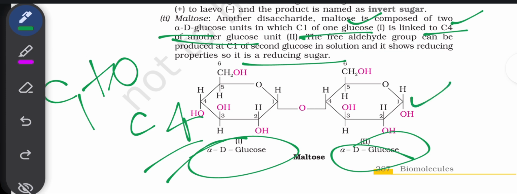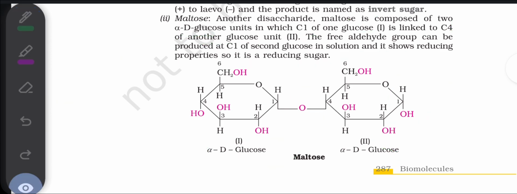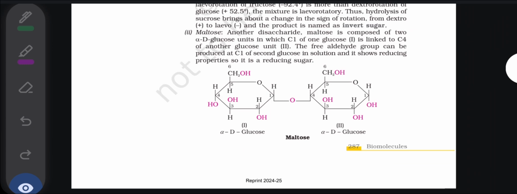Here, what is it saying? Maltose is composed of 2 alpha D glucose units, in which C1 of one glucose molecule is linked to the C4 of another. The free aldehyde group can be produced at C1 of the second glucose in solution and shows reducing property, so it's a reducing sugar. Okay, so maltose is reducing, sucrose is non-reducing.